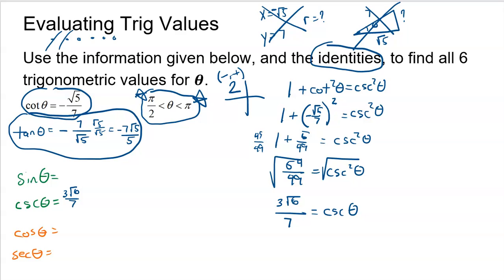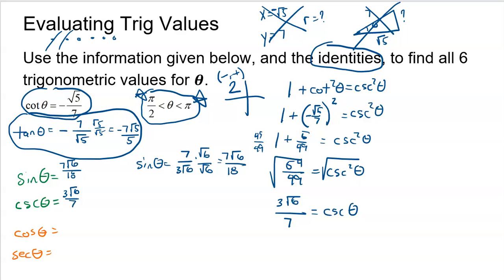Now, what about sine? Once you find cosecant, to find sine, all you've got to do is flip it over: 7 over 3 radical 6. Honestly, I think you're okay with that answer, but most people are going to say, we don't like square roots in denominators. So when we multiply by the square root of 6, we get 7 radical 6 over 18. Where am I getting 18 from? Radical 6 times radical 6 is 6, times the 3 makes the 18. So we get 7 radical 6 over 18 for sine.